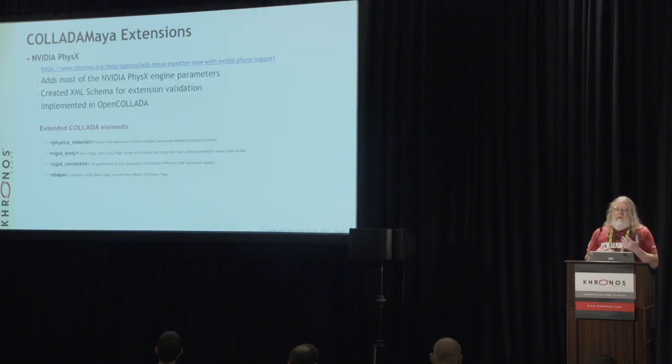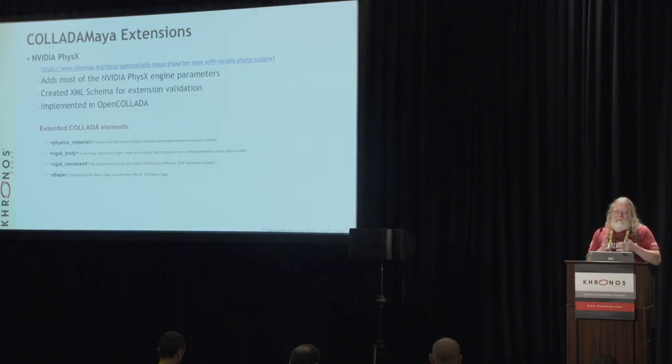Then we designed the schema and implemented it in Open Collada, and as I said in the previous slide, we went through the process of publishing it and advertising it. The main features that we added were physics material extensions, so that all the PhysX metadata and control data that belongs in the material part of the physics Collada design.